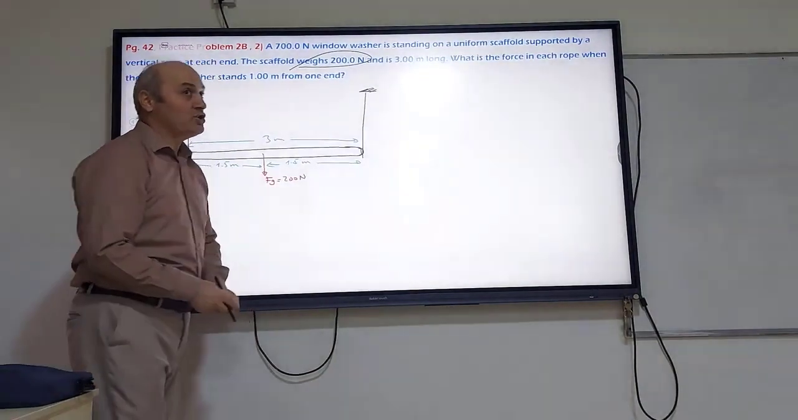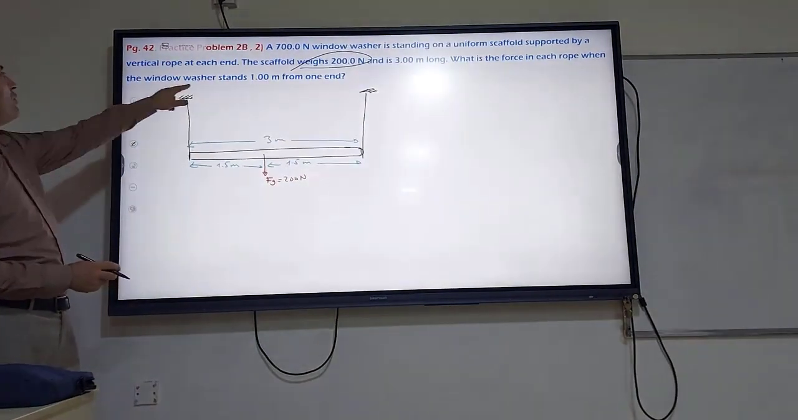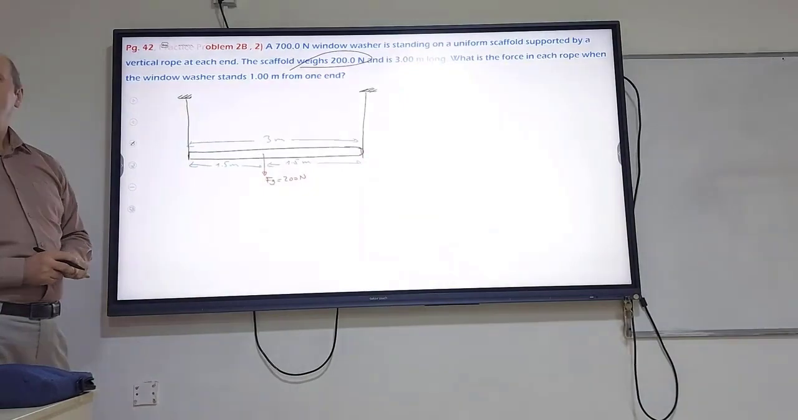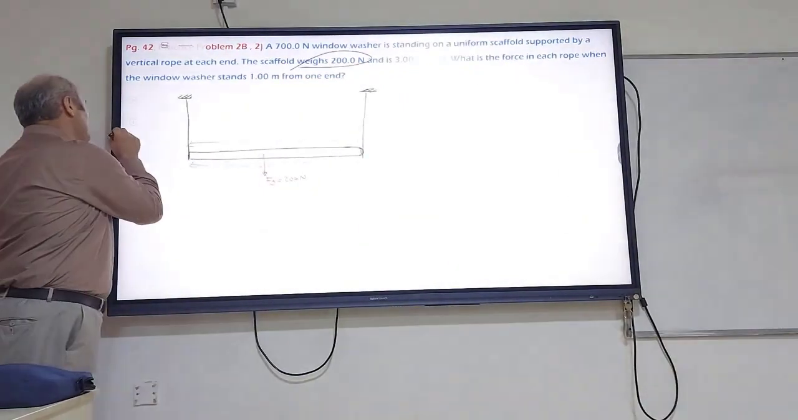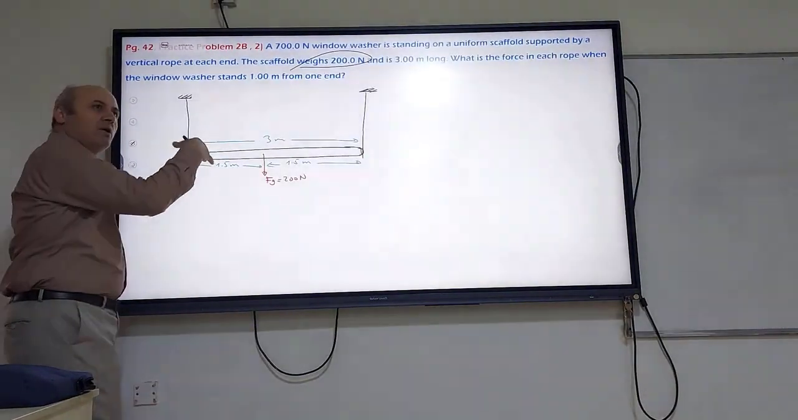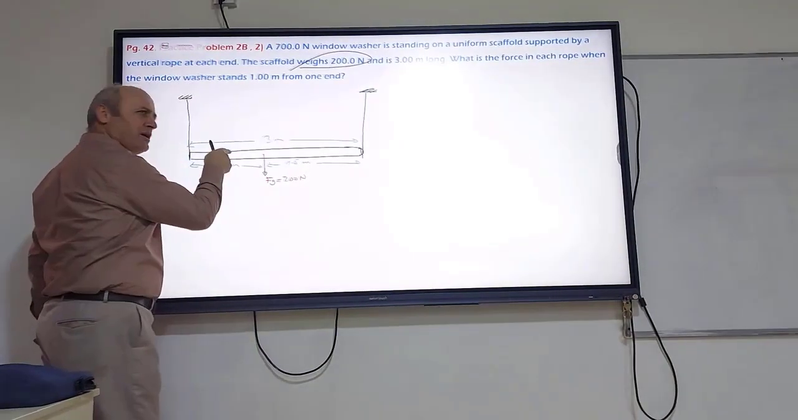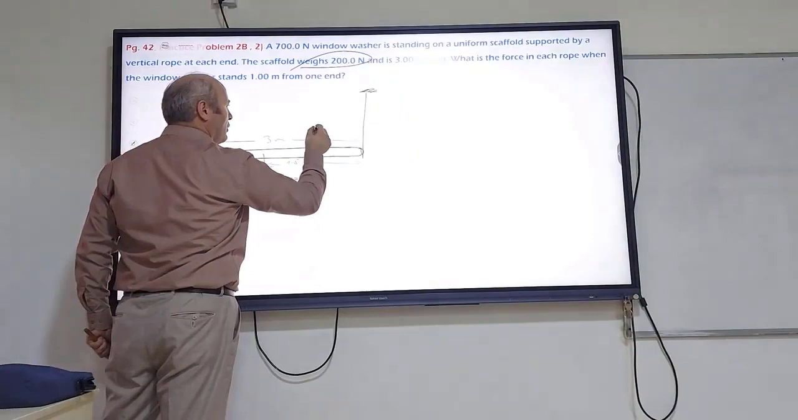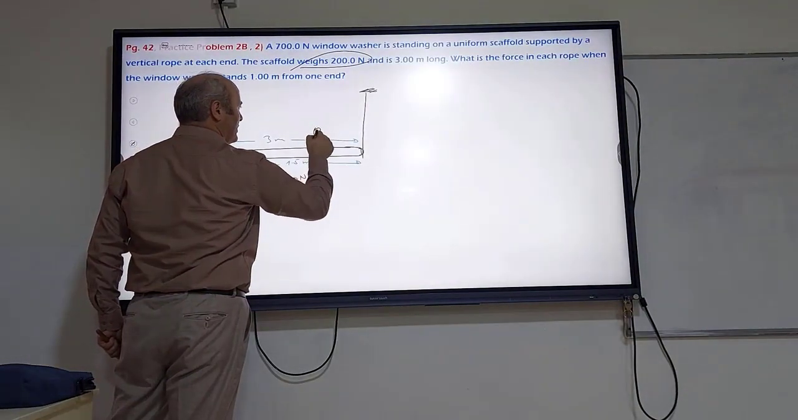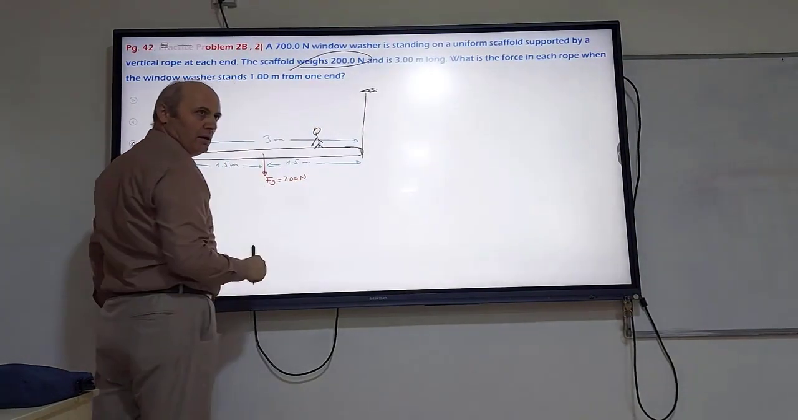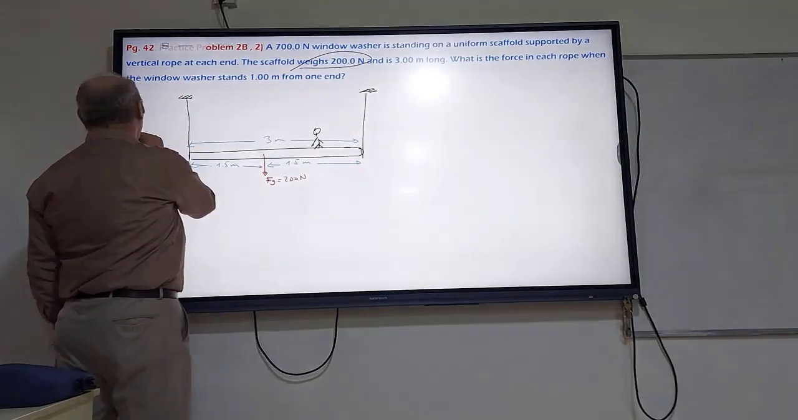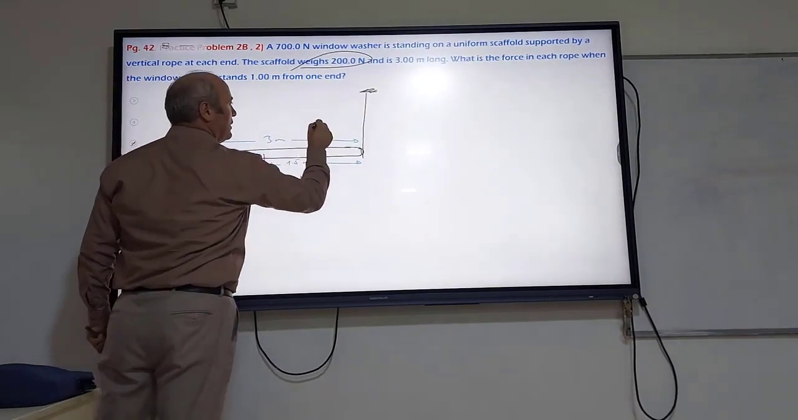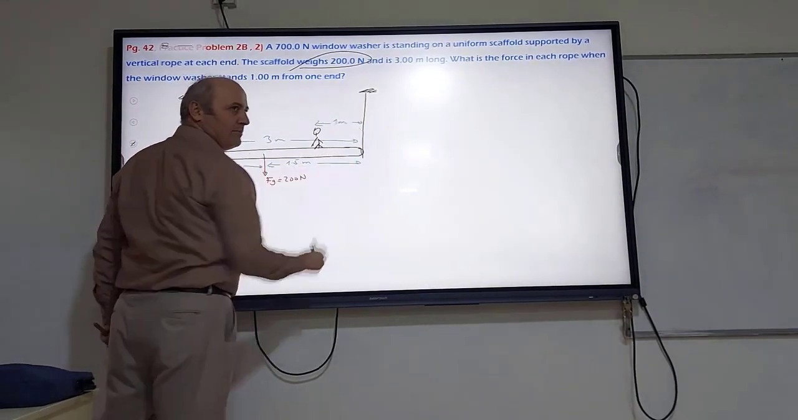What is the force in each rope when the window washer stands 1 meter from one end? So I'm going to locate the window washer 1 meter from one end. But let's put him on the right side this time, when you move the washer somewhere in here. Okay, 1 meter from one end. The distance is going to be 1 meter from the right end this time.